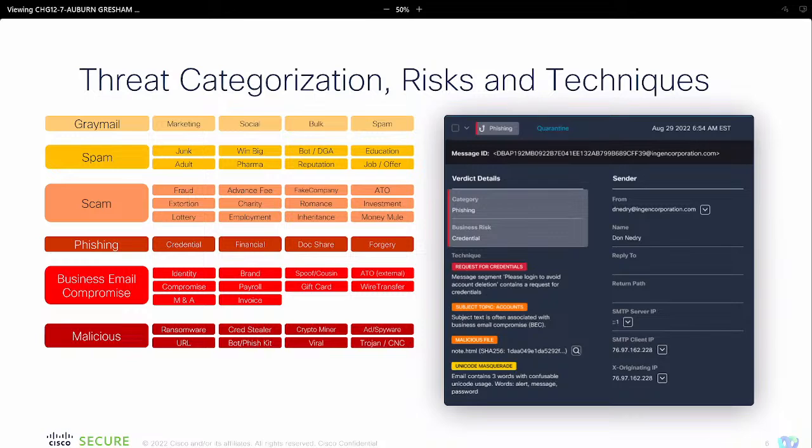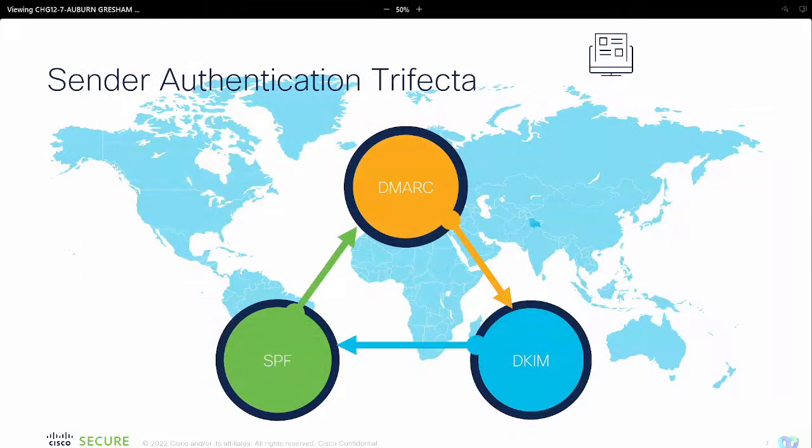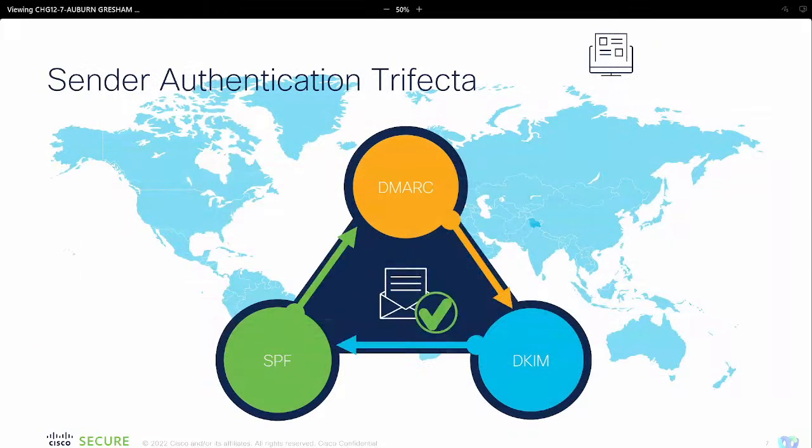But we do have some simpler concepts for how we stop brand impersonation, and that's the sender authentication trifecta. We offer a couple of different options for setting up DMARC, and I'll dig into what DMARC is a little later on. If you are a CES or an ESA customer, you can set this via policy and configuration to tag things that have failed DMARC, or failed DKIM, or failed SPF.